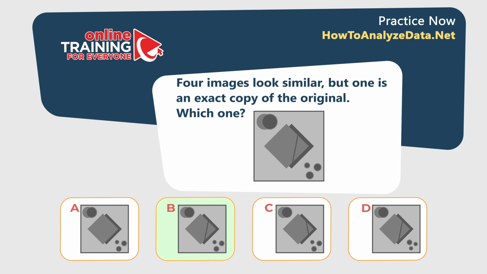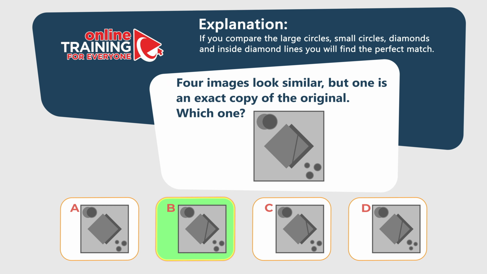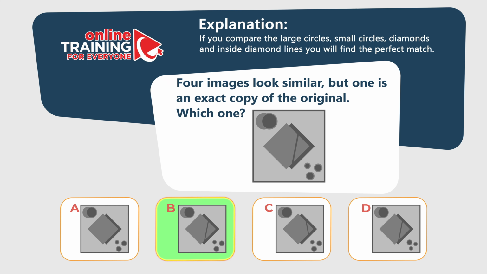The correct answer is choice B, and here's why. If you compare the large circles, small circles, diamonds, and inside diamond lines, you will find the perfect match.